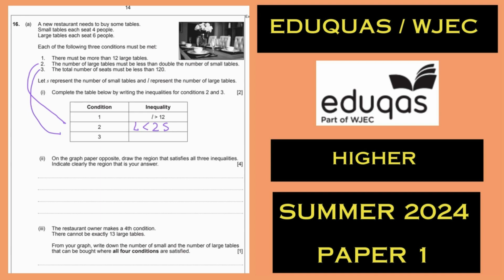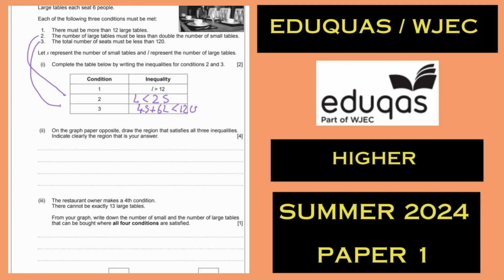And restriction 3, total number of seats. Total seats, not tables. 4 lots of small and 6 lots large must be less than 120. On the graph paper opposite, I've already drawn them. I've cut and pasted it from my original.